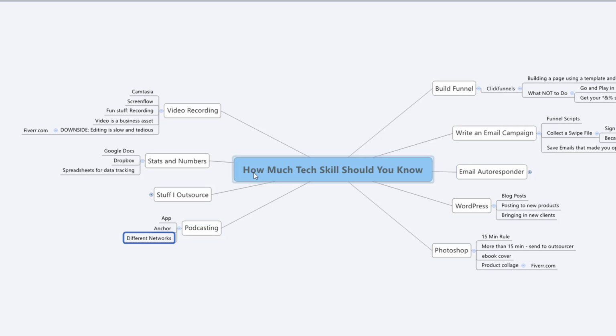Like iTunes and Spotify, and I think it's up to 9 different networks. If you publish one podcast episode, it'll go to 9 different places. So you get like a 9-to-1 ratio just by publishing a podcast.